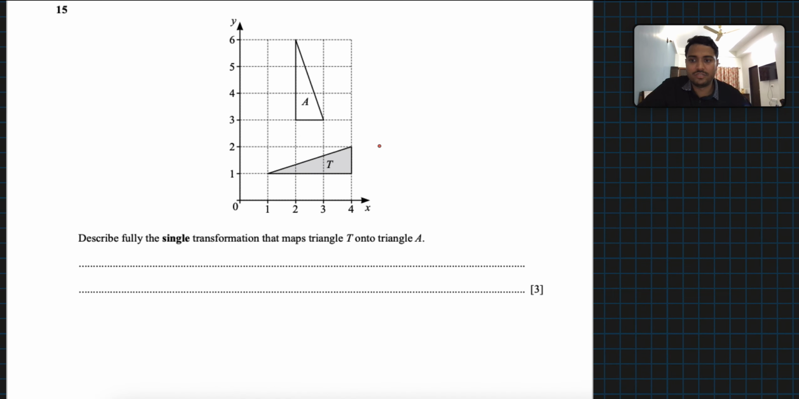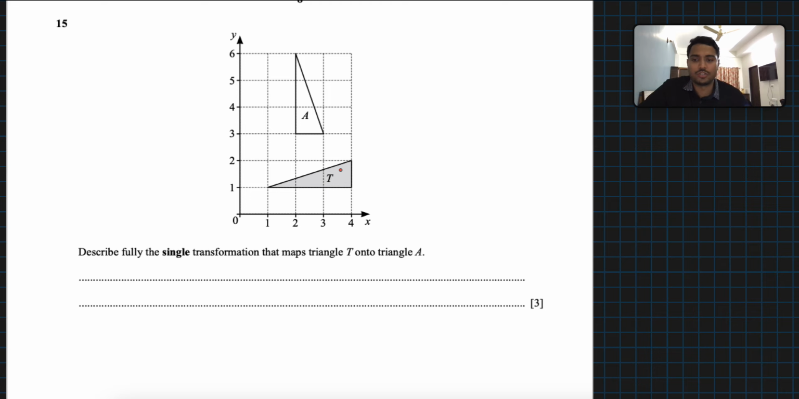Moving on to question number 15. So this is based on transformation. It says describe fully the single transformation that maps triangle T onto triangle A. So T to A, right? So again, this is a case of rotation. First of all, we have to describe. So this is a case of rotation.